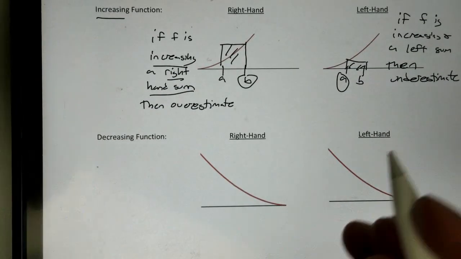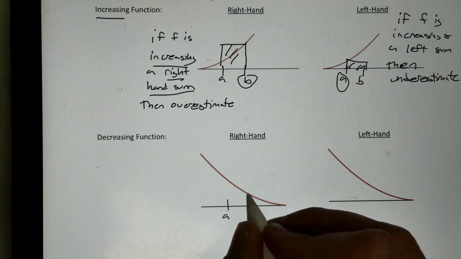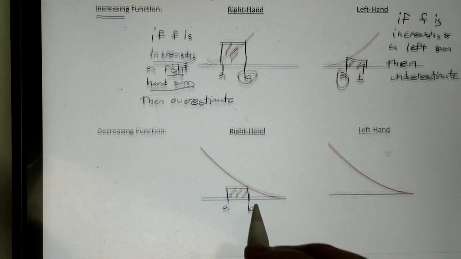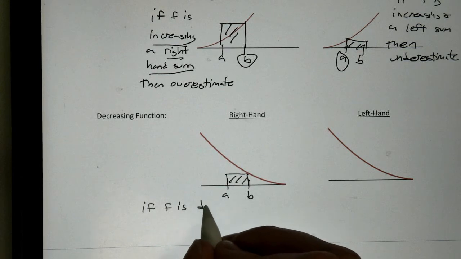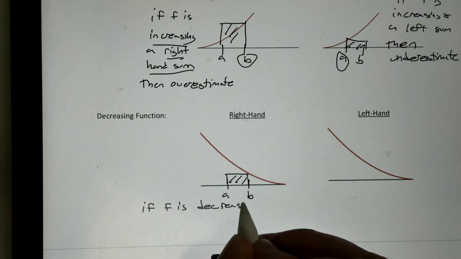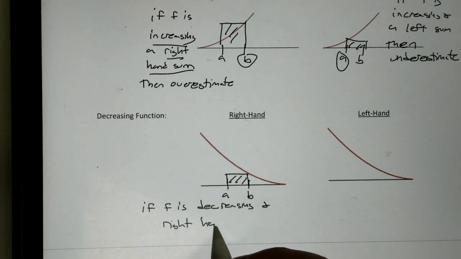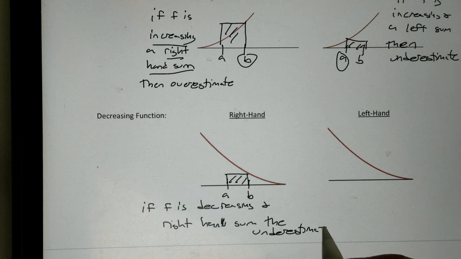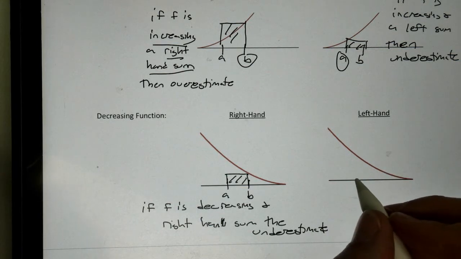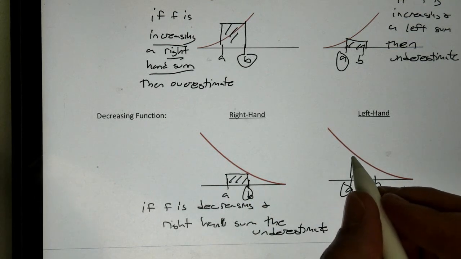So what if we have a decreasing function? Well, let's do the right-hand side again, from A to B. There is my right hand. There it is, right there. So we can say this. If f is decreasing and a right-hand sum, then it's going to be an underestimate. Likewise, what if we did a left-hand sum this time? That was my right. Here's my left. Now it's going to be an overestimate.